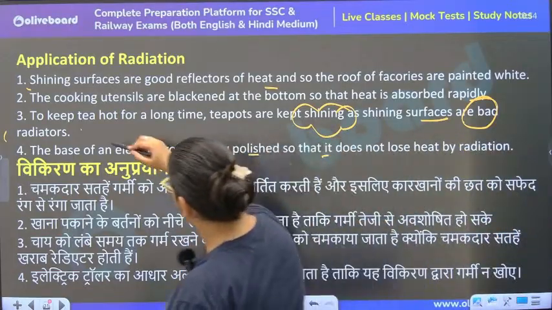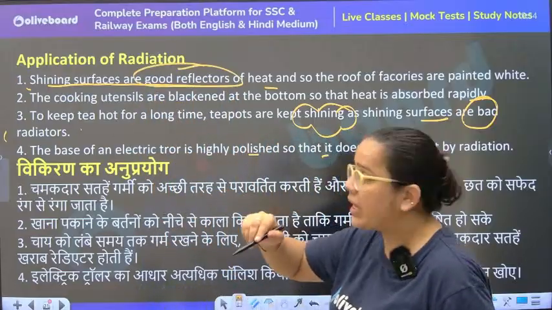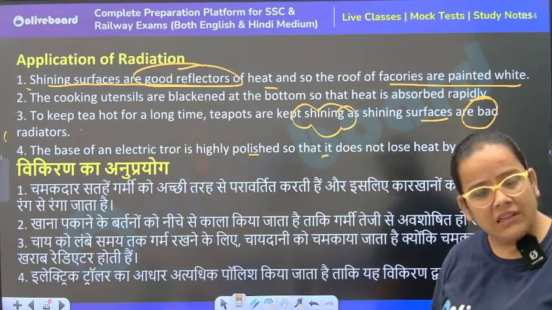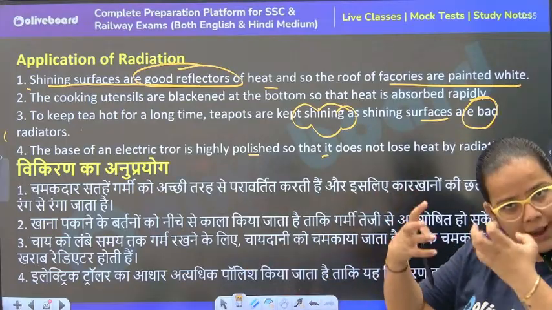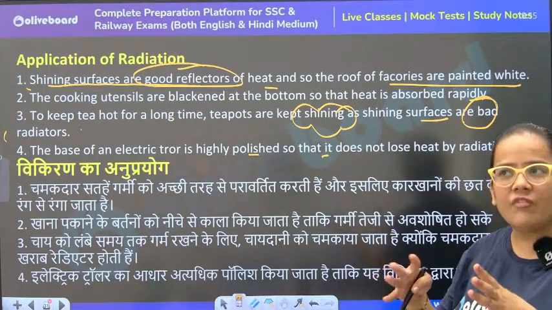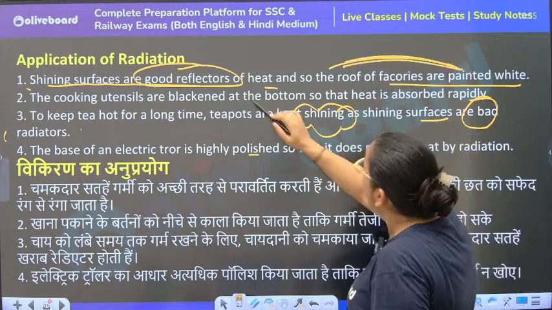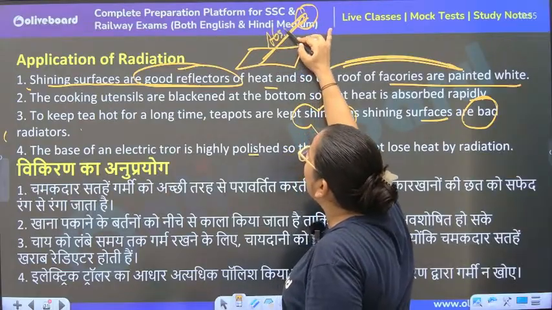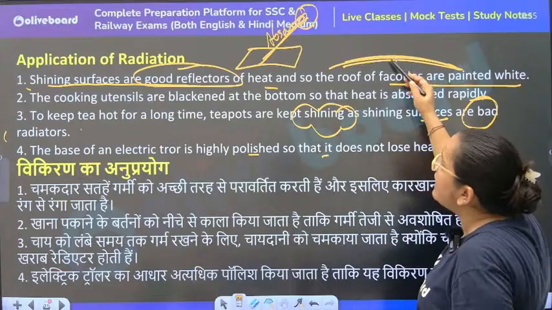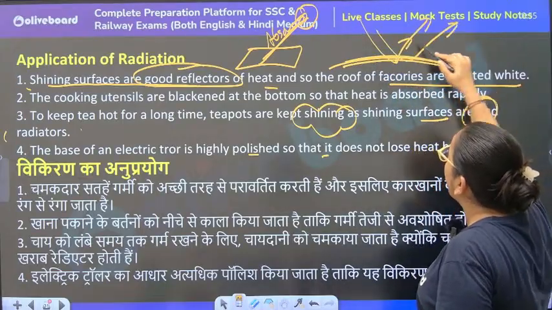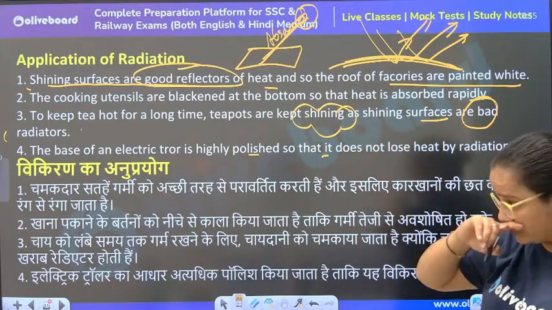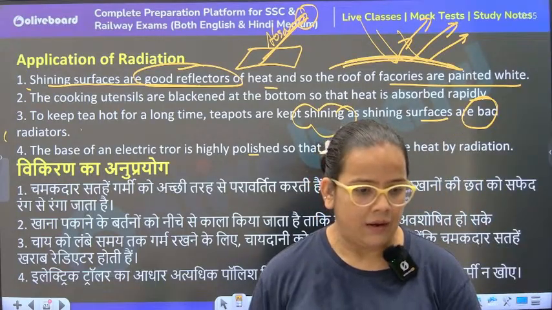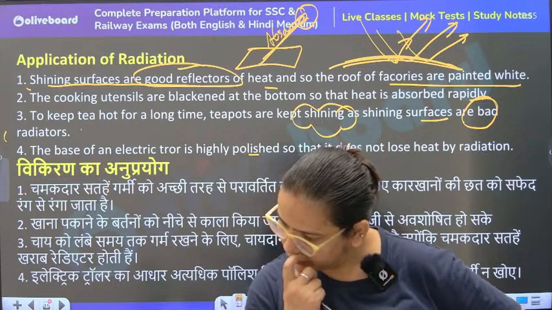And first and third. First, shining surfaces are good reflectors of heat. So the roofs of factories are painted white because, as we know, black boards and black clothes trap energy more. For example, this is a shining surface and this is a black surface. Now the heat is coming, so the black surface will always absorb the heat energy, while the shining surface reflects this heat energy. So for cooling, the factory roof is painted with white color. Now clear? Anyone?